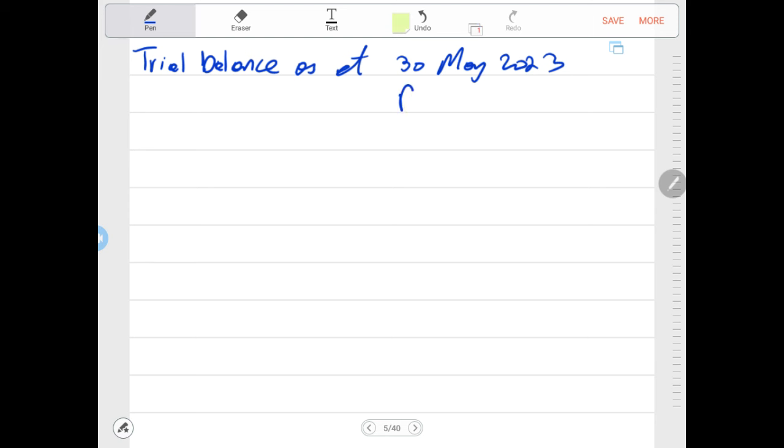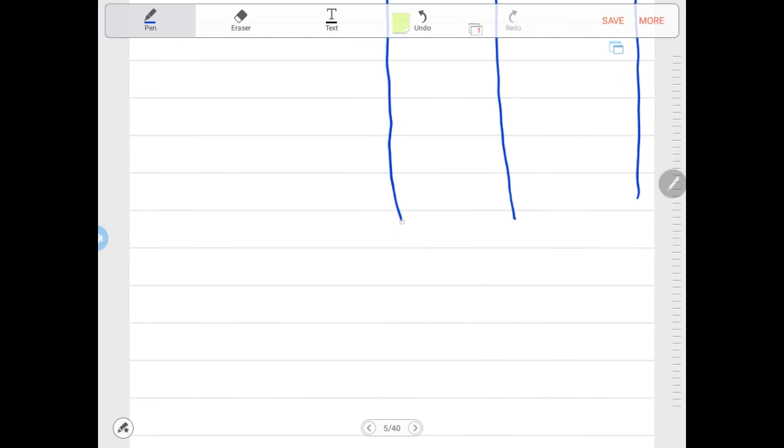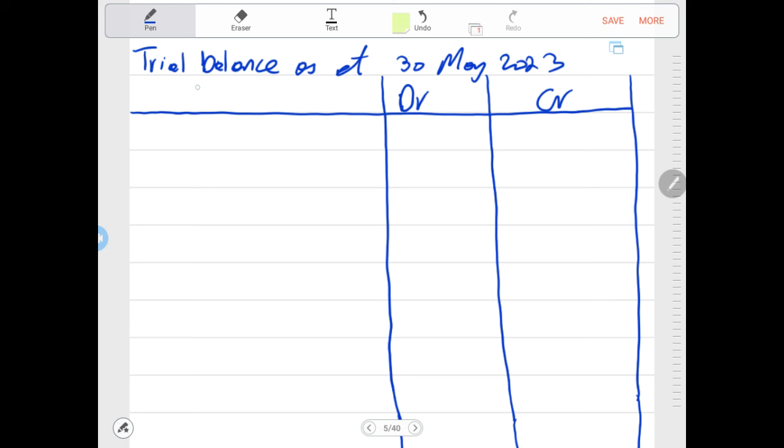Then a trial balance has a debit and a credit. It's not the same as the general journal. This one has two columns. It might look like a general journal, but you'll see the difference as we continue compiling this trial balance. A very easy balance. You are just writing balances. It says trial balance, which means you are only dealing with the totals or the balances.